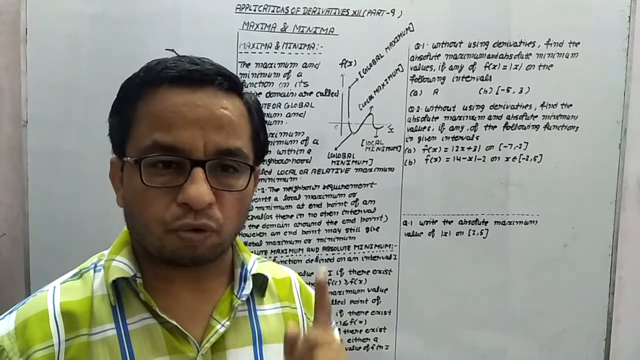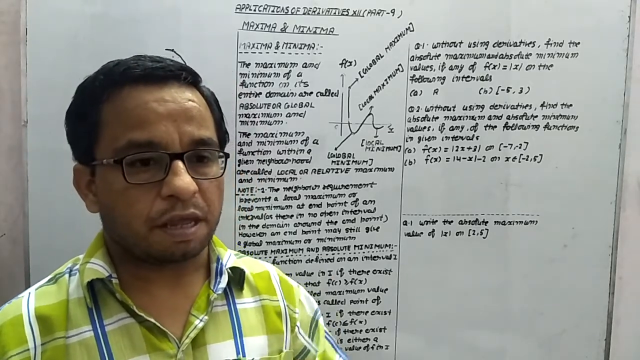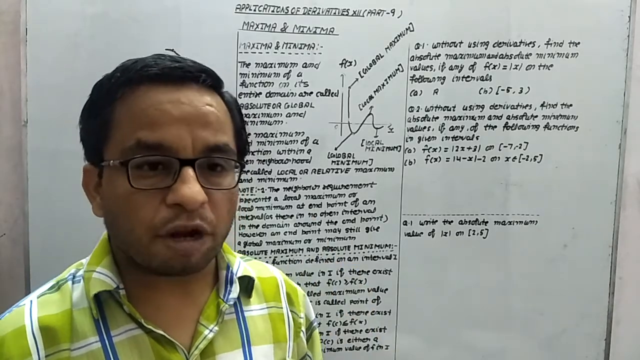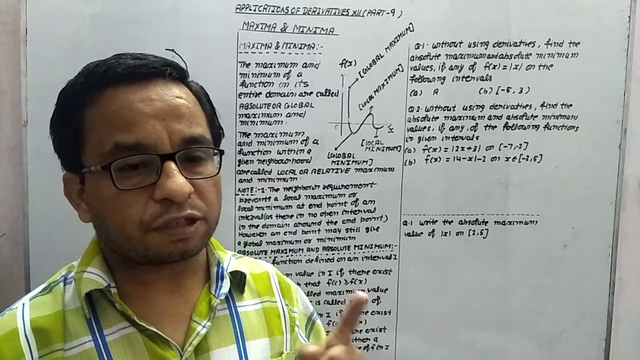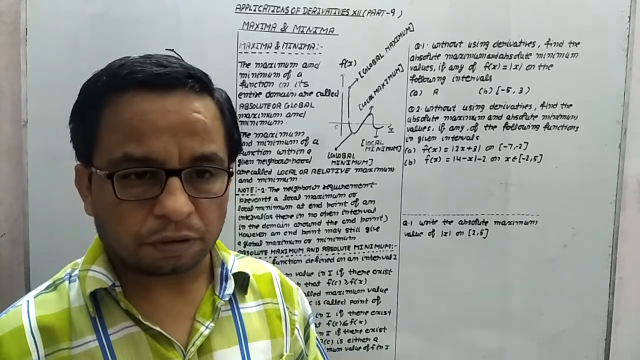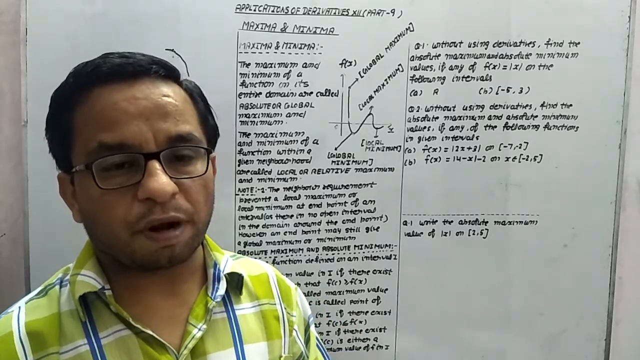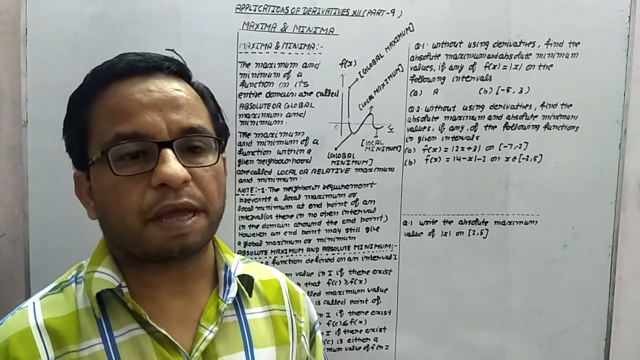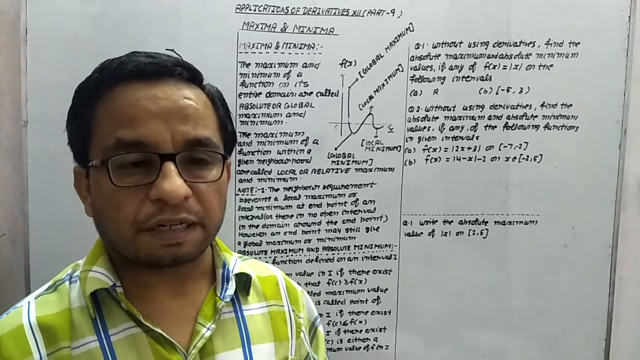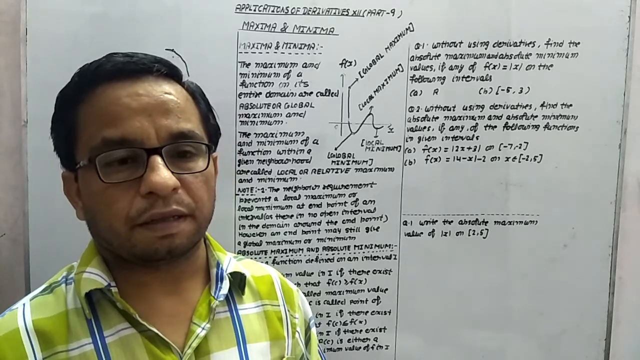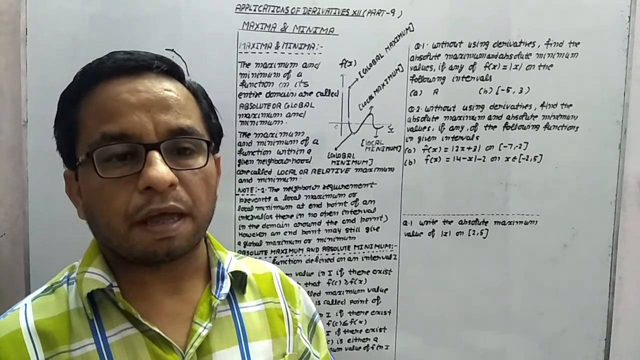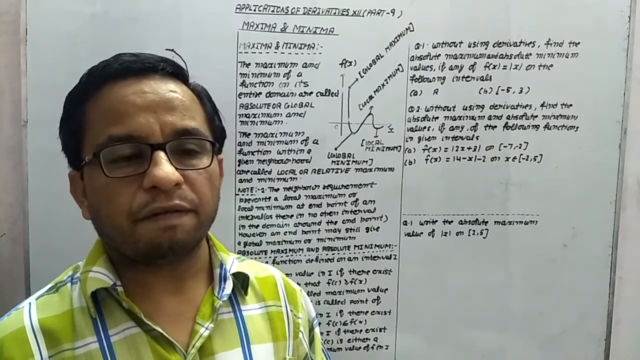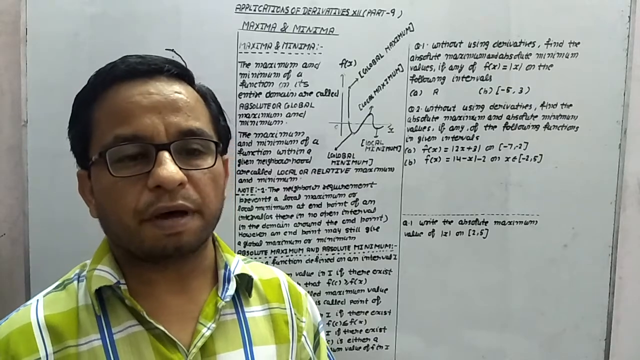So there are two types of maxima and minima. If we get the maximum value in the entire domain of a given function, then it is known as absolute or global maxima and minima. And if we find the maximum and minimum value in its neighborhood, then the maxima or minima is known as the relative or local maxima and minima.